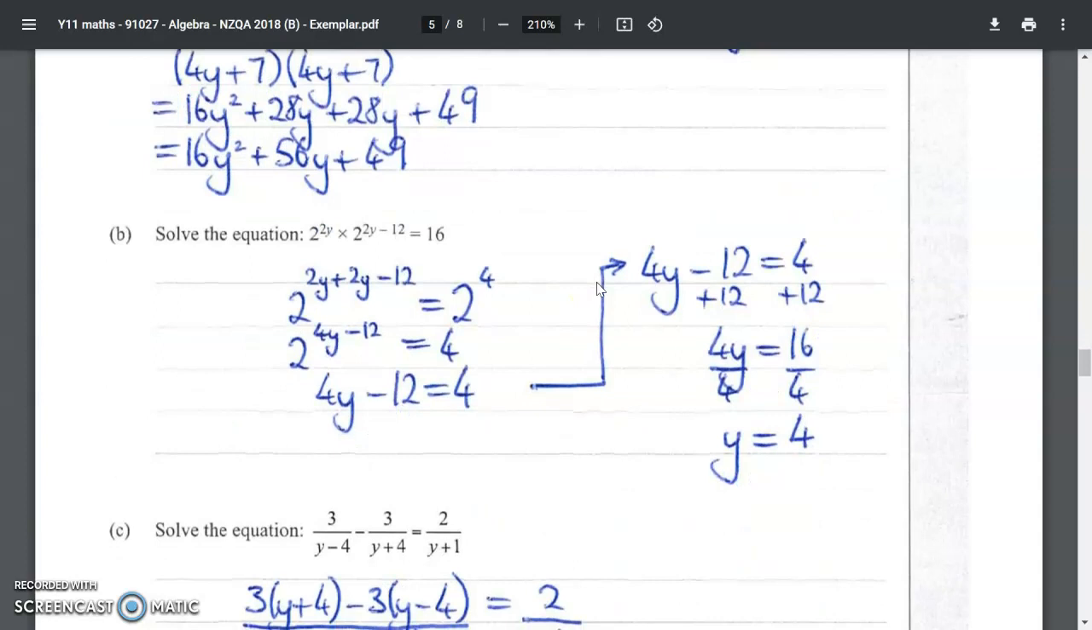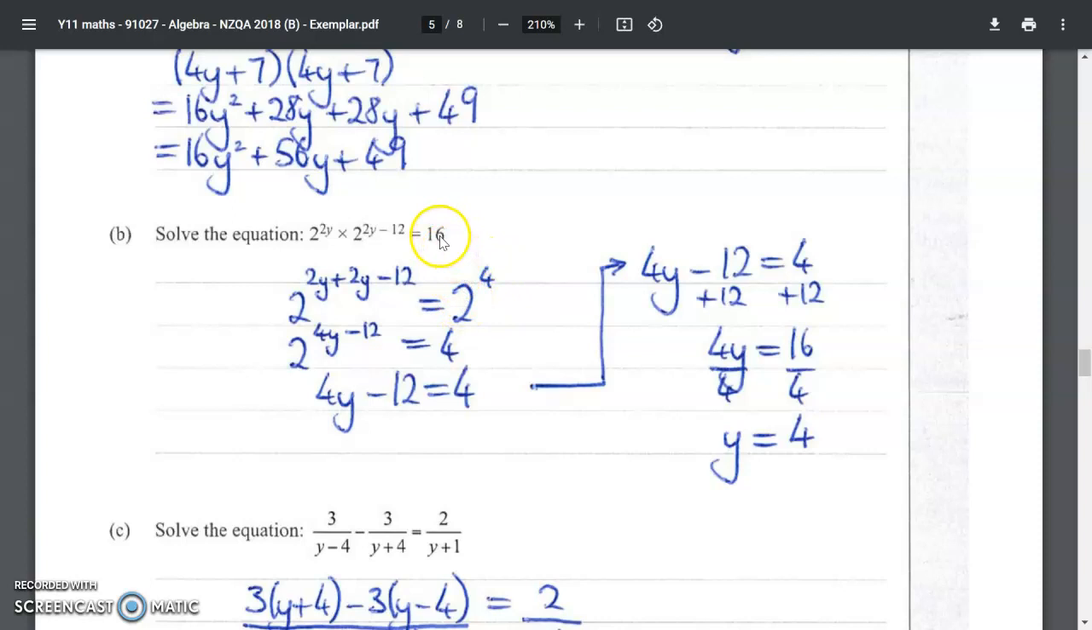Next question, when we multiply two terms with powers, we keep the base the same and we add the powers. So 2 to the power of 2y times 2 to the power of 2y minus 12, we add the powers, we get 2 to the power of 4y minus 12. Now this is a mistake, sorry, this on the right should say 2 to the power of 4. Ignore that 4, that's actually a mistake. It should have the same thing there as it does up here, which is 2 to the power of 4.